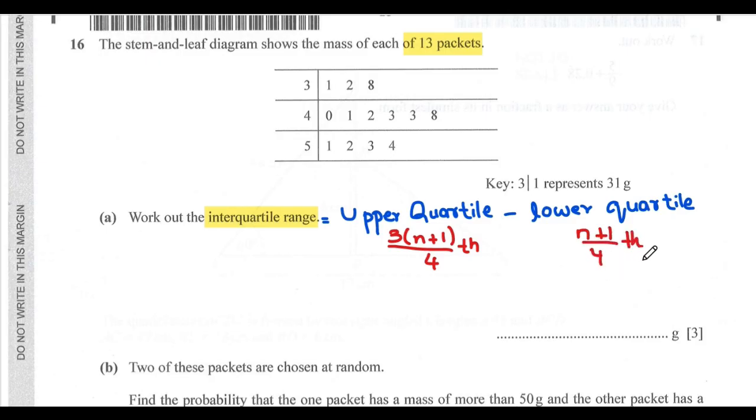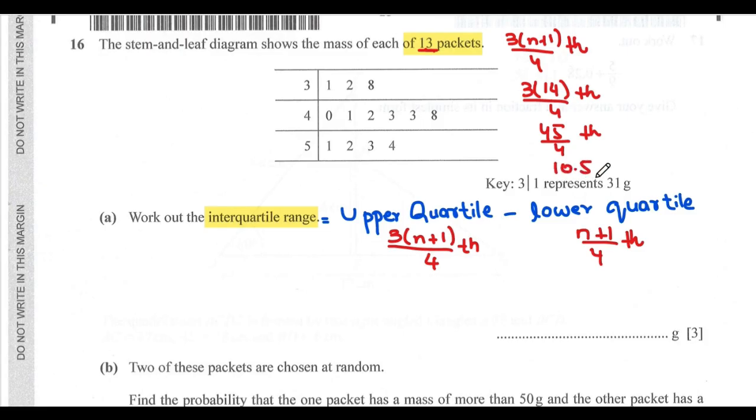So I'll find the upper quartile and lower quartile with the formula. First we'll calculate the upper quartile. So I'm writing the formula again, 3 times n plus 1 over 4th term. Now you know there are 13 packets, so the value of n is 13. 13 plus 1 is 14. So I'll write 3 times 14 over 4. Solving it further, 3 times 14 would be 42, so it is 42 over 4th term. Now 42 over 4 is 10.5, so it is the 10.5th term.